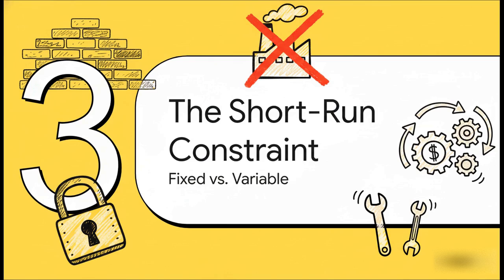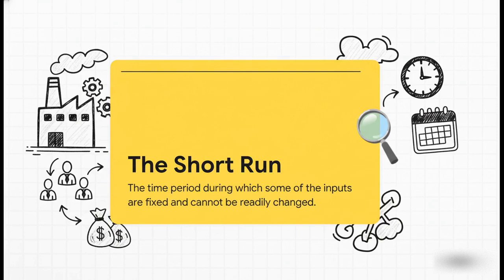So now that we've got a handle on the seen versus the unseen costs, let's switch gears and focus on a specific time frame that every business has to deal with, the short run. This is where things get really practical, because in the short run, you can't just change everything on a whim. Your hands are tied in some ways. Now, in economics, the short run isn't a set amount of time, like a week or a month. It's actually a strategic period where at least one of your inputs is totally fixed. You just can't change it.